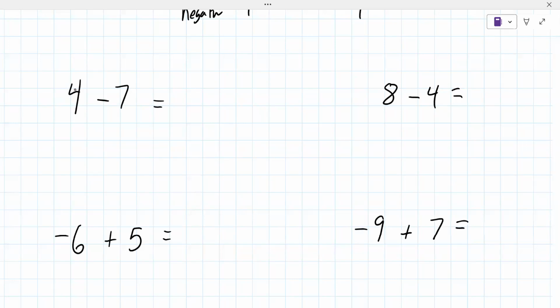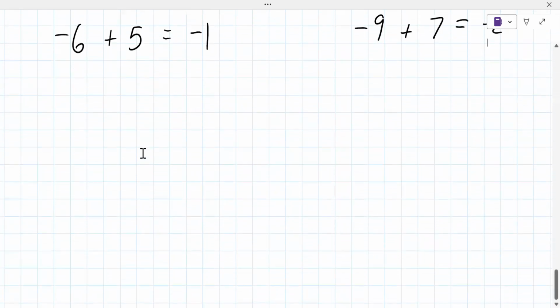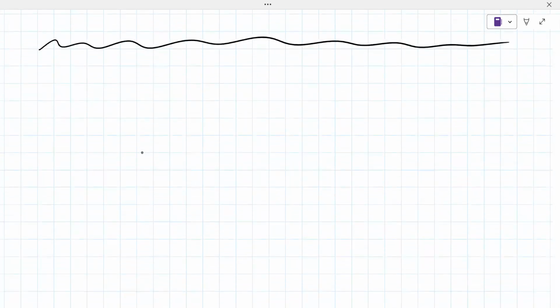Okay, with the first one being -3, and the one under that being -1, and then 8 minus 4 is 4, positive 4. And then the last one would be -2. Good. Really good.